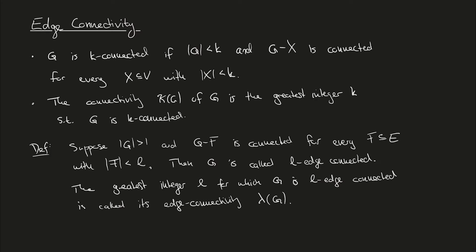So we have these two numbers associated to our graph. First, we have its k-connectivity kappa of G, which tells us that we need to remove at least kappa of G vertices if we want to disconnect our graph. And similarly, we have the edge connectivity lambda of G, which tells us that we need to remove at least lambda of G edges in order to disconnect the graph. At this point, we can now ask the question how these two quantities are related, and that will be what we'll turn to next.